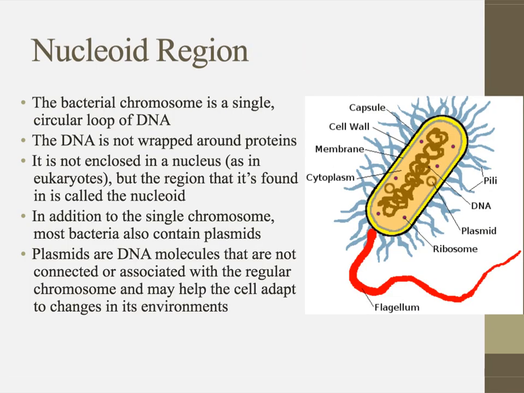Okay, so I hope you left some space near where you labeled the nucleoid region. If not, find somewhere in the margins to jot this down because there's some really important stuff here that we need to know. First of all, the bacterial chromosome is a single circular loop of DNA. Bacterial cells only have one loop of DNA. That loop could be all kinds of twisted, but it's still one continuous loop.